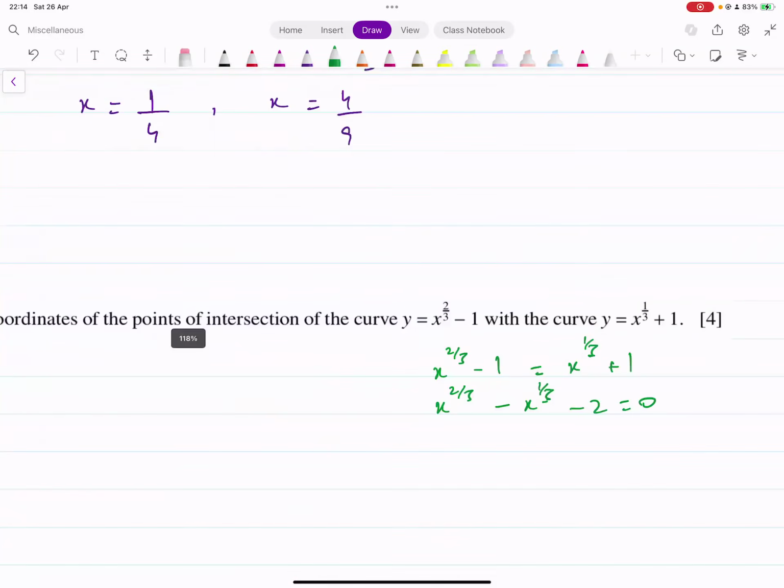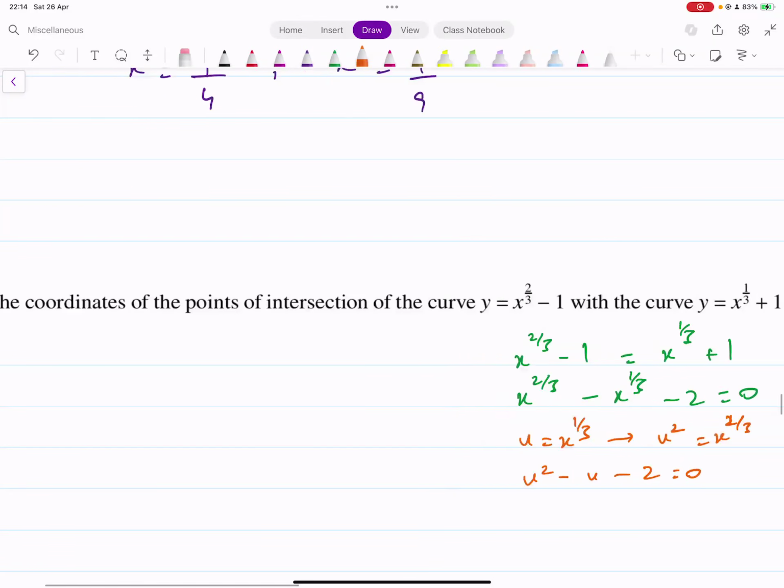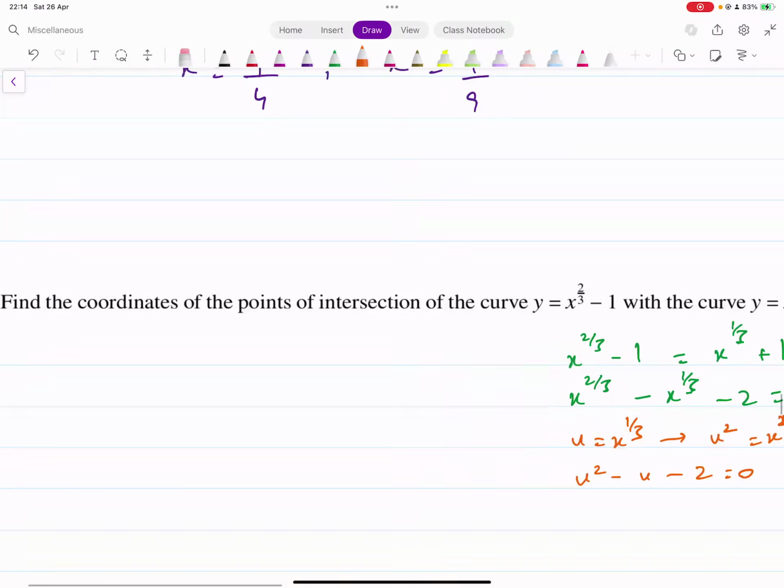You can see that this is 1 over 3, this is 2 over 3. So what you do is you replace the smaller power with another letter. You say u is equal to x power 1 over 3, and then u square would be x raised to power 2 over 3. And this can be written as a quadratic equation: u square minus u minus 2 equal to 0. You solve this quadratic equation, at the end, put that substitution back, and you get the result.